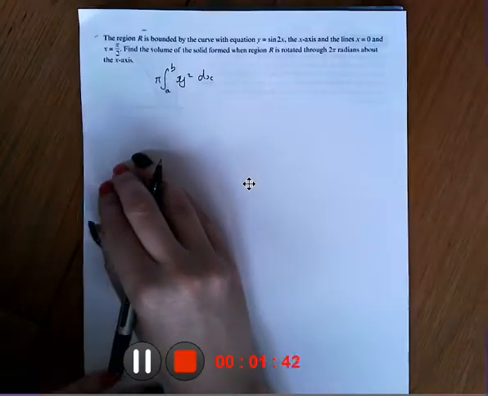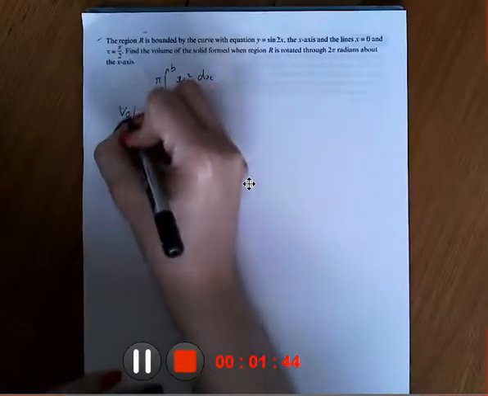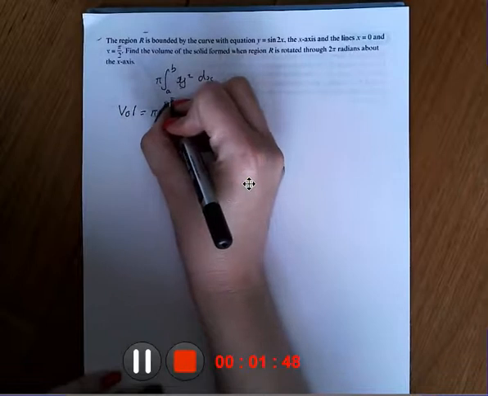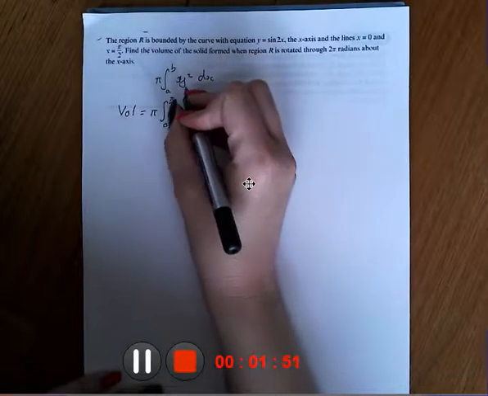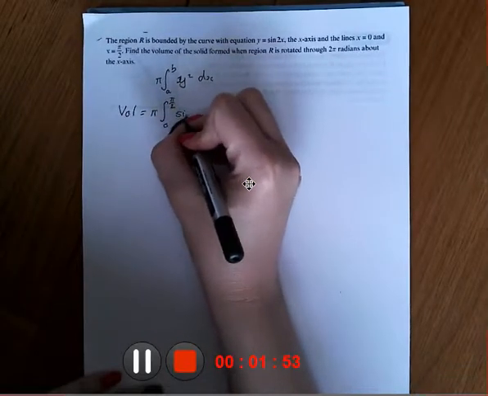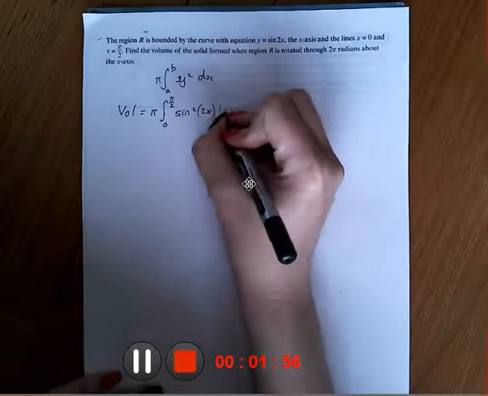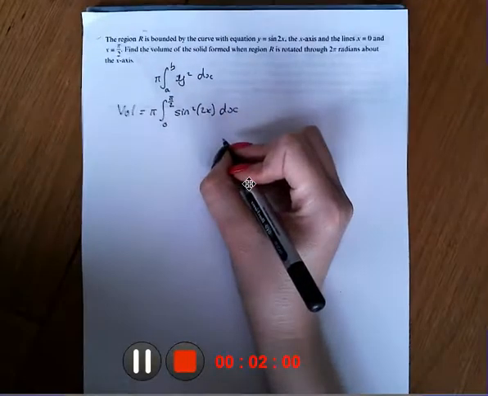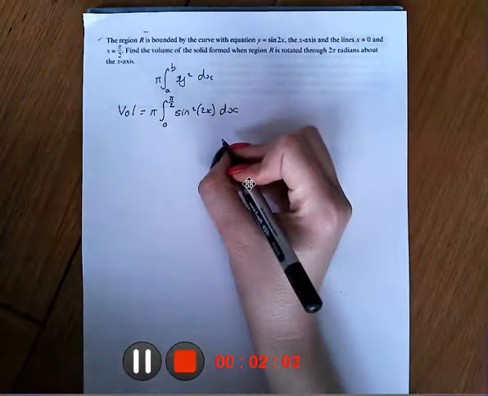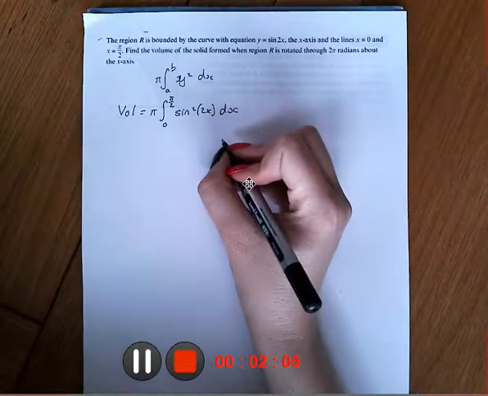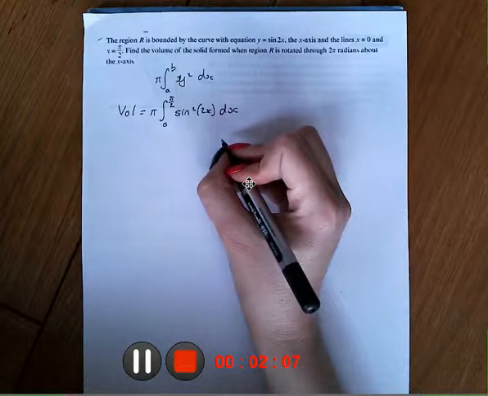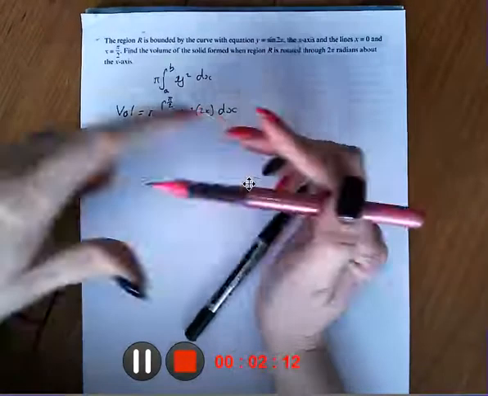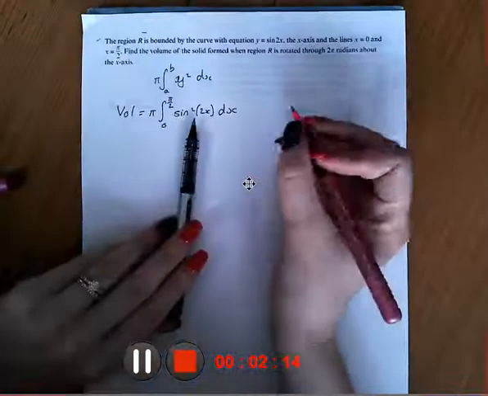So in this case, the volume of region R is going to be pi multiplied by the integral between 0 and pi over 2 of y squared, so that's sine squared 2x with respect to x. Now, we don't ever like it when we're integrating a trig one squared. We've got sine squared or cos squared. We do not want to actually integrate sine squared or cos squared. We need to use one of our double angle formulae.